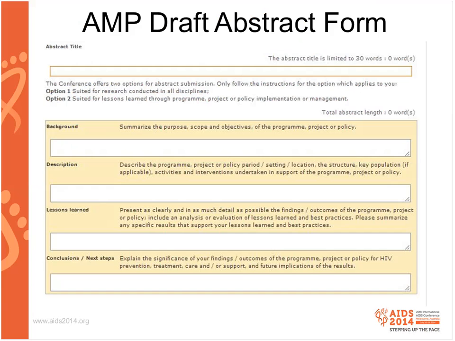This is the part of the Abstract Mentor Program Draft Abstract form where you enter your abstract. So you enter your abstract title, and again it has the same word limit as you have for the conference. So for the title it's 30 words, and for the main abstract it is 350 words. And you can see that the program helps you to monitor your word count at the top right.